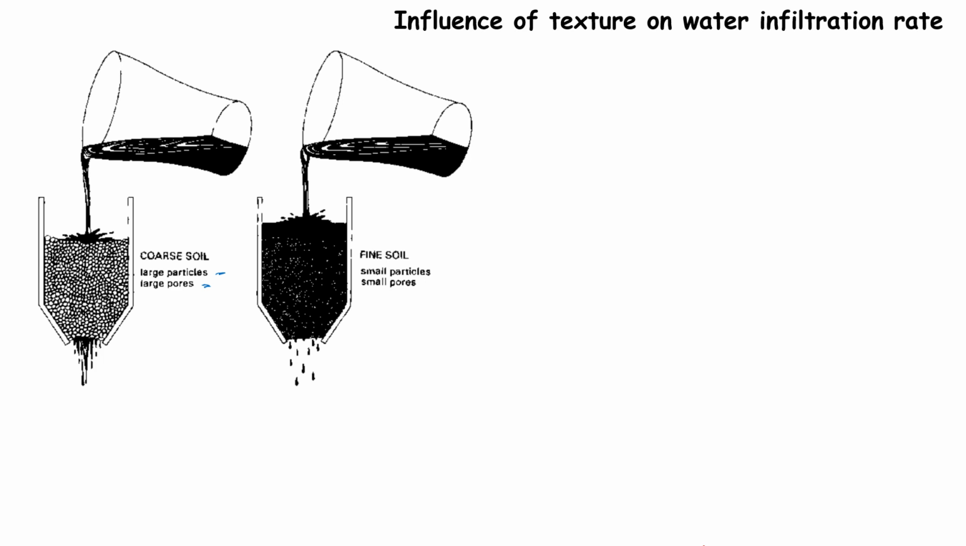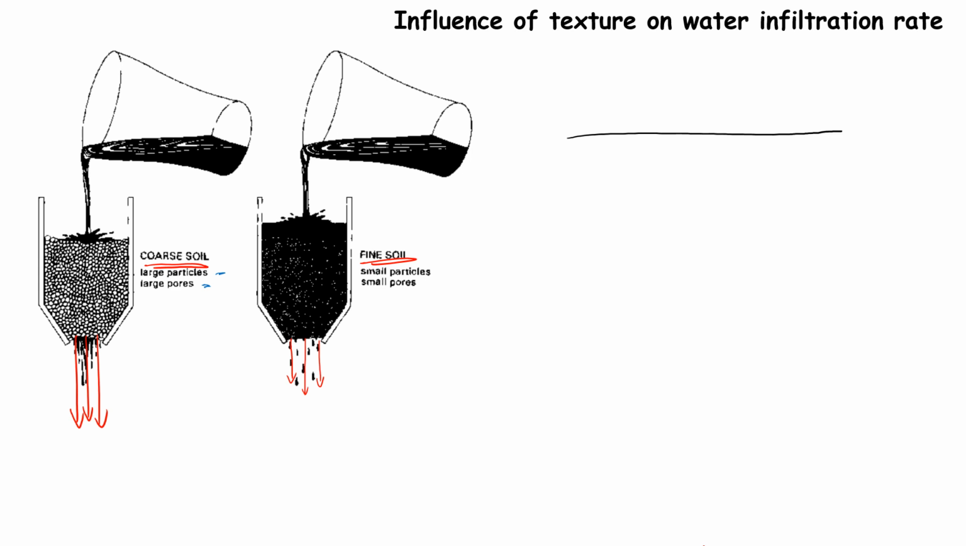So infiltration is basically the rate at which water enters a soil and moves through it. And you can see that in a coarse textured soil, it should be very rapid. And in a fine textured soil, because there's smaller particles and smaller pores, the rate is slower. And part of this is because there's smaller pores, they have to displace air.